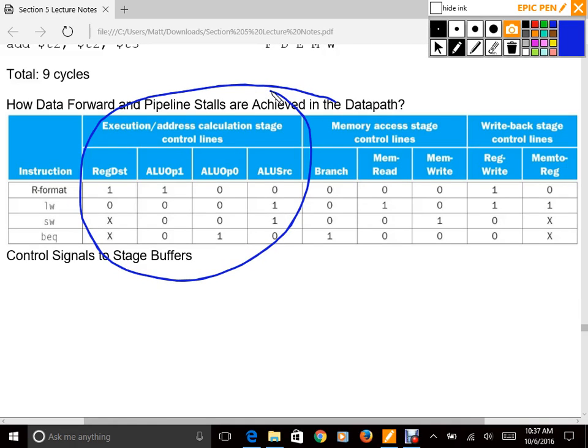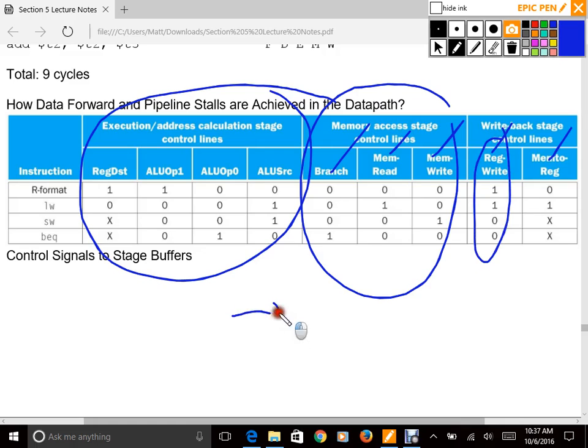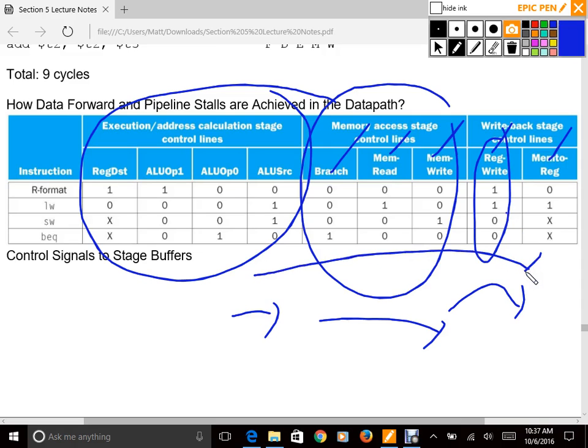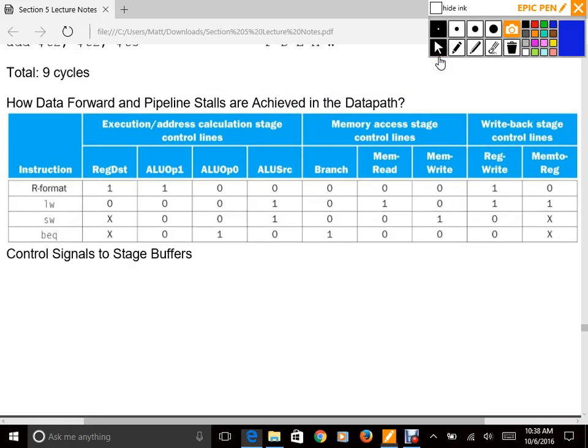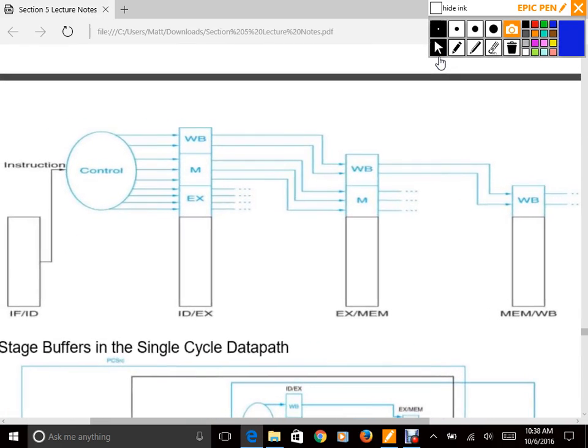So register destination, ALU op 1, ALU op 0, ALU source. Memory access, so I got branch, memory read, mem write, and then the write back stages, register write and memory to register. The reason I want register write there is because I'm having the value from the ALU or data memory from load word and then writing in this fifth stage. So I want this register write control signal to go along with it so that the value I want written and the control signal for that specific instruction arrive at the register at the same time.